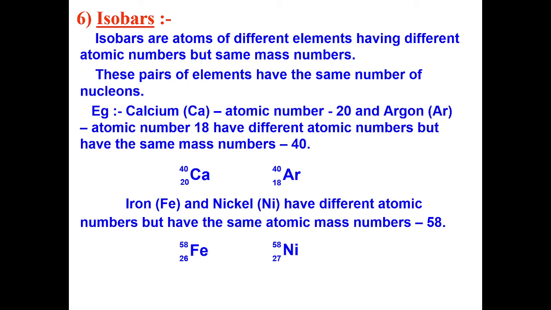Now let us look at isobars. Isobars are atoms of different elements having different atomic numbers but the same mass number. Two examples are given here: calcium and argon. You can see 20 calcium, 18 argon, and 40 is the mass number of both of them. In the same way, iron and nickel: 26 iron, 27 nickel, but 58 is the mass number. These are called isobars. With that, we are closing this chapter.